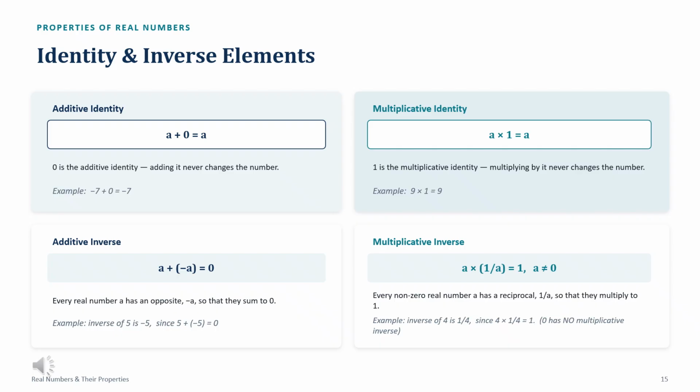Now for inverses. Every real number a has an additive inverse, -a, so that a plus -a equals 0. For example, the inverse of 5 is -5, since 5 plus -5 equals 0. And every non-zero real number a has a multiplicative inverse, 1 over a, so that a times 1 over a equals 1. The inverse of 4 is 1 over 4, since 4 times 1 over 4 equals 1. Note that 0 has no multiplicative inverse.